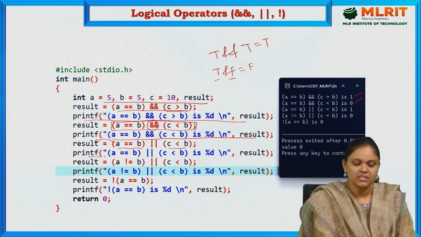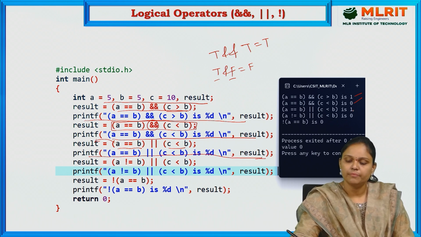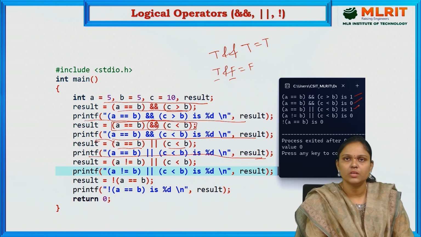By using this printf statement, we are printing that result value. That result value here is 1. So we are getting the answer as 1. 1 is true.